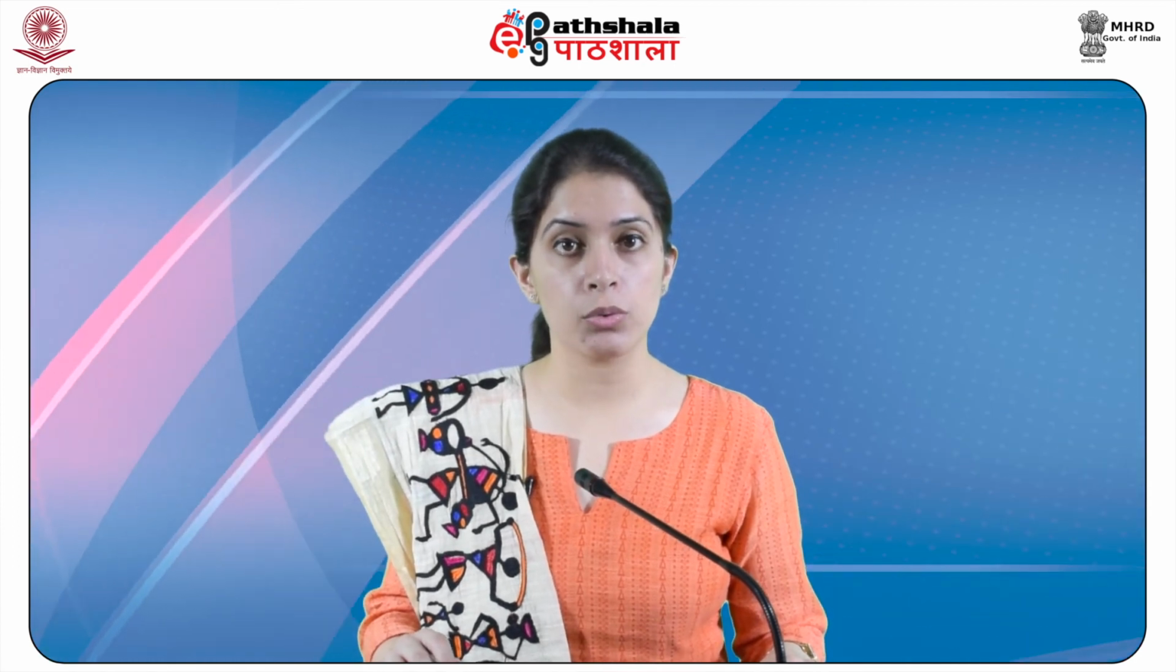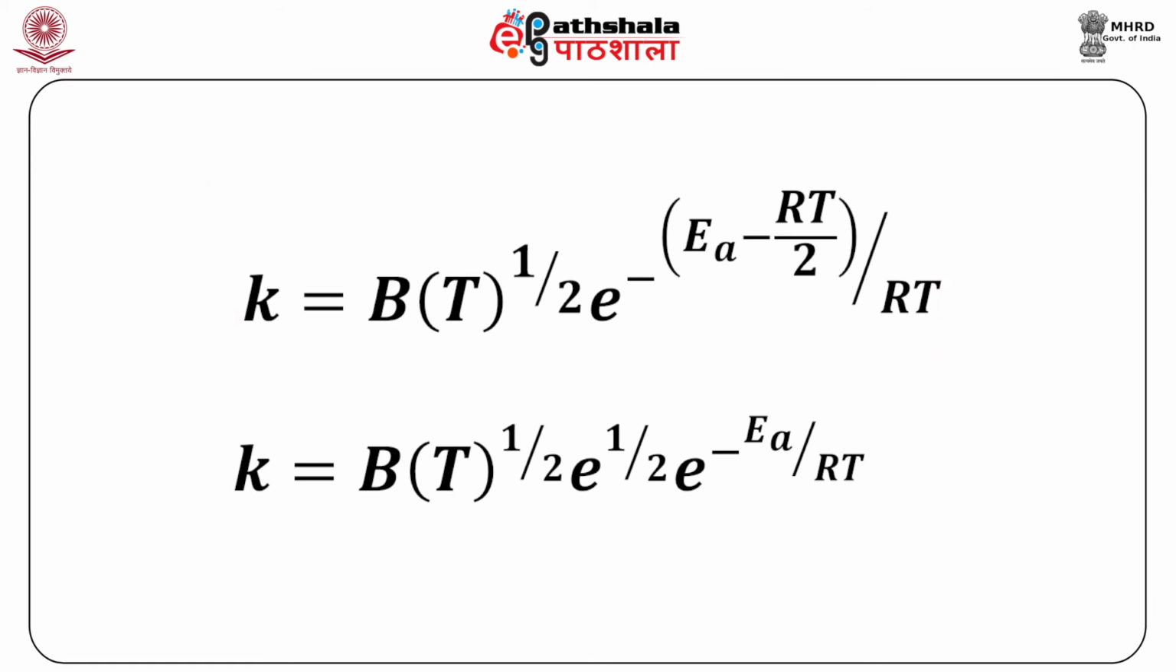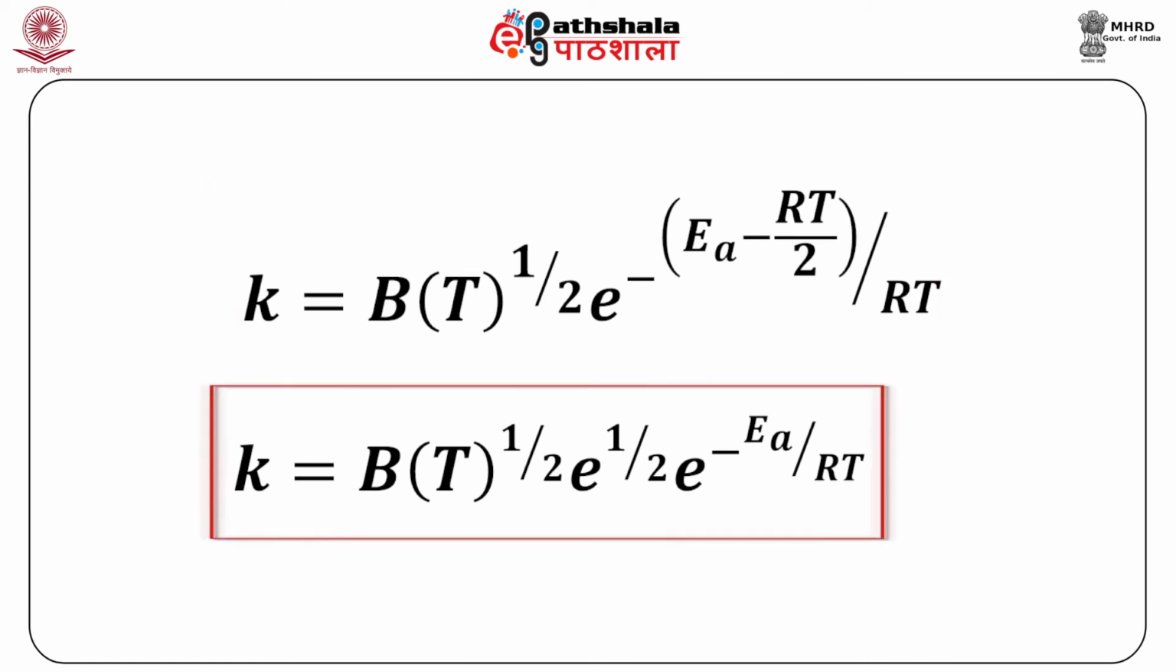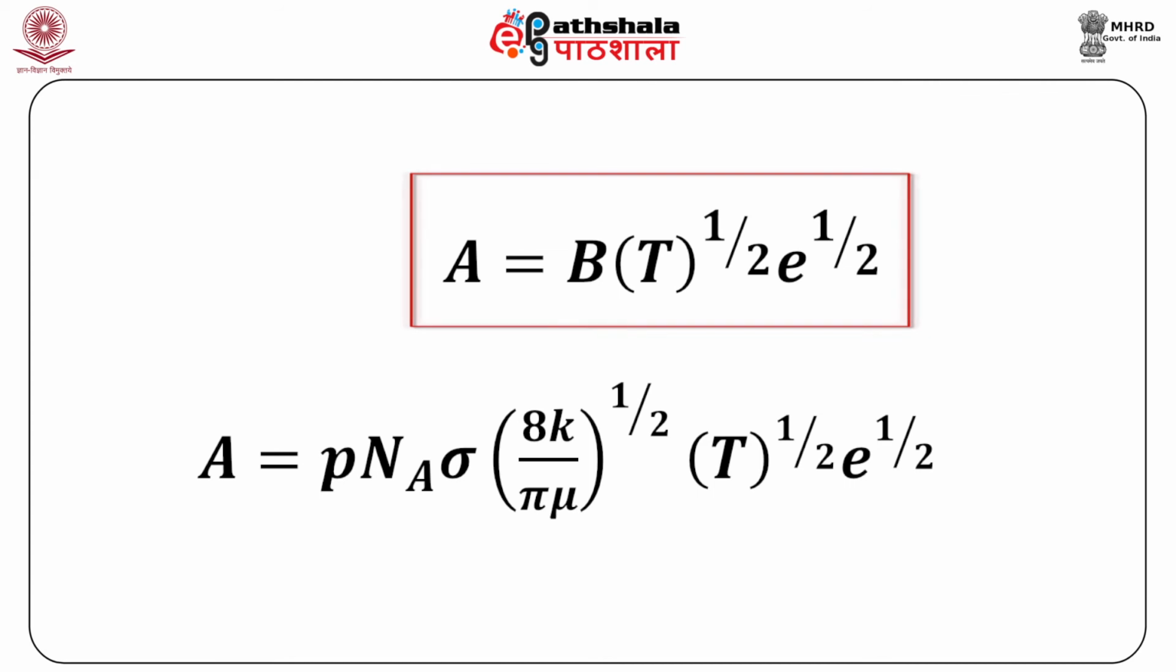Now, when we substitute the value of E naught in terms of Ea and temperature in the collision theory rate constant expression, we get K equals B under root T e to the power Ea minus RT by 2 upon RT. Simplifying this expression gives us K as B into under root T into e to the power half into e to the power minus Ea by RT. Now, if we compare this rate expression with that of Arrhenius equation, we find that the pre-exponential factor comes out to be B into under root T into e to the power half.